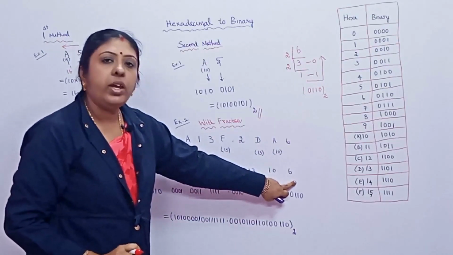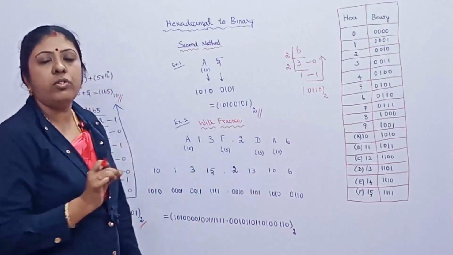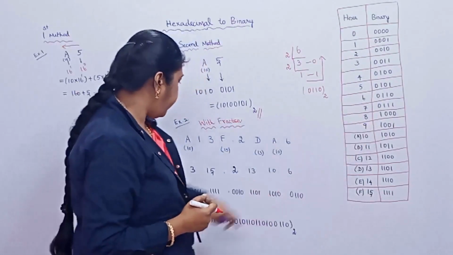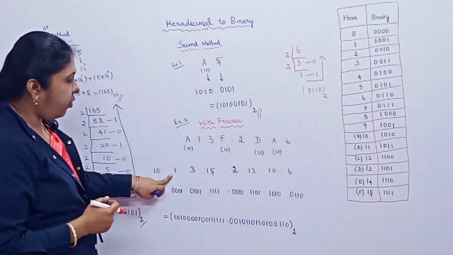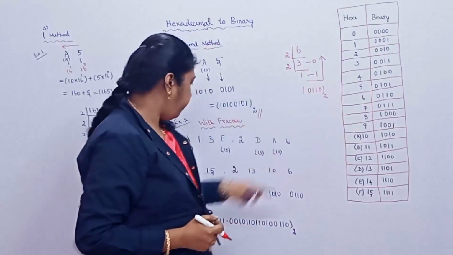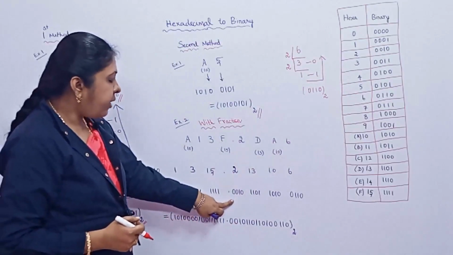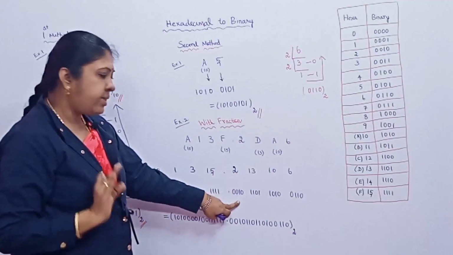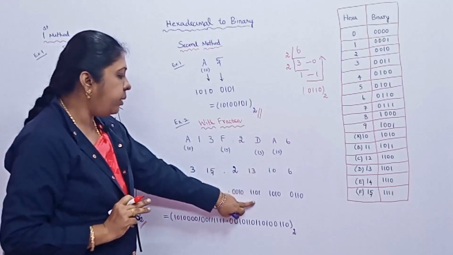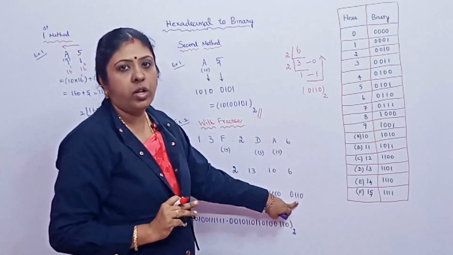The idea here is we have to write the concerned hexadecimal digit. For each hexadecimal digit, we have to write the 4-digit binary value. We can either directly take it from the table and write. Consider for 10, 1 0 1 0. For 1, 0 0 0 1. For 3, 0 0 1 1. For 15, 1 1 1 1. And again after the point, the fraction also we have to represent as it is. For 2, 0 0 1 0, here the decimal point can be represented. For 13, 1 1 0 1, for 10, 1 0 1 0, and for 6, 0 1 1 0.